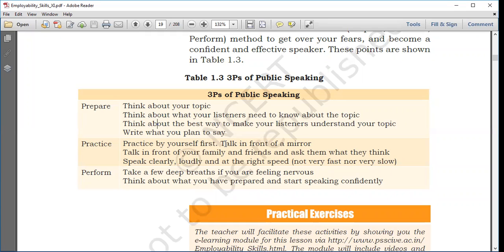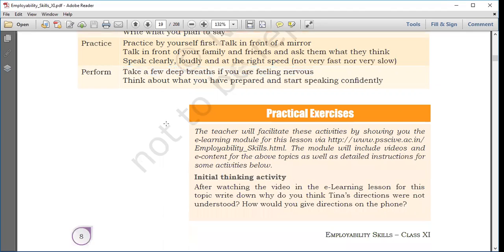Second is practice. Practice by yourself first. Talk in front of the mirror. Talk in front of the family or friends, right? And ask them what they think and get the reply and feedback from them. And always speak clearly, loud, and at the right speed, not very fast, not very slow. Finally, take a few deep breaths if you are feeling nervous. Whenever you're feeling nervous, take some deep breaths and think about what you have prepared and then start speaking confidently. So this is the process of gaining confidence in public speaking, right?